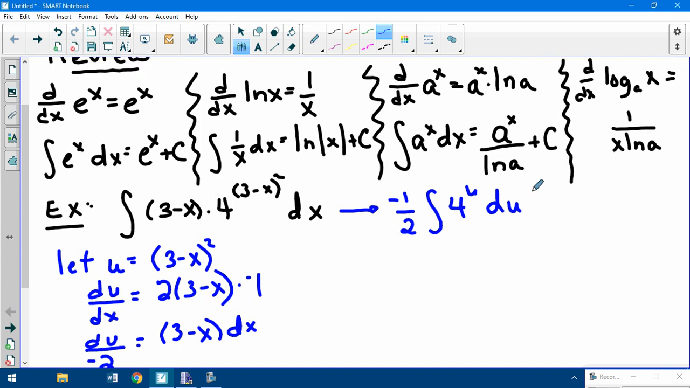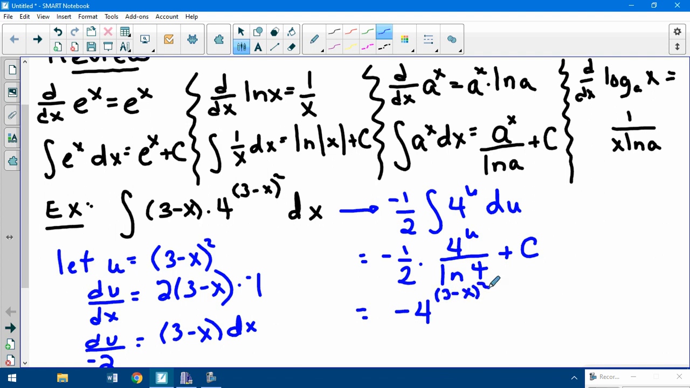Okay, so then hopefully you can see that that's this rule right above that we just went over. That's going to be negative 1/2 times 4 to the u over ln of 4, plus c. And if you want to combine stuff, we're going to end up with negative 4 to the, let's put the u back in, 3 minus x squared all over 2 ln of 4 plus c.